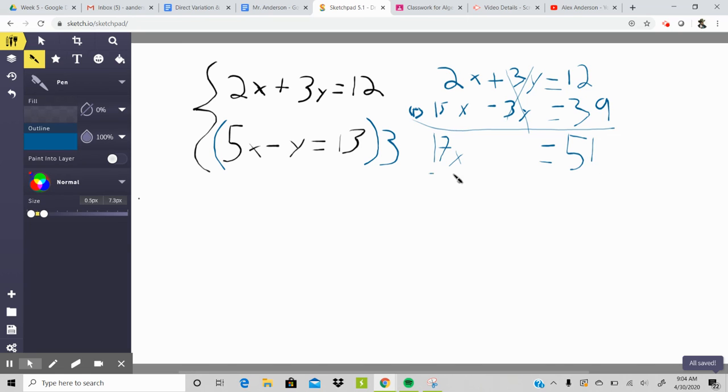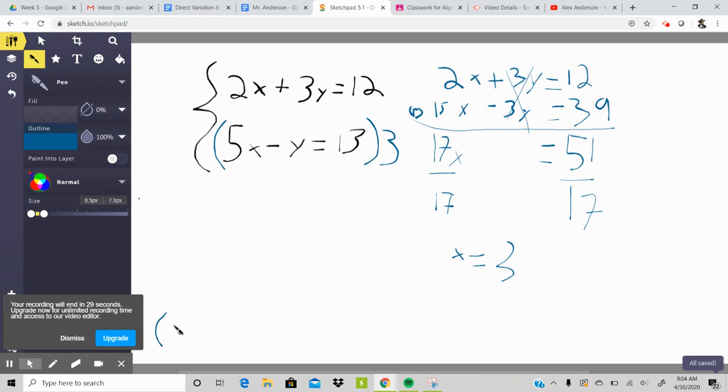And then if I'm solving this equation for x, I would just divide by 17. And x equals 51 divided by 17, which is 3. So my final answer, my x-coordinate, should be 3. Here, I'm going to stop the video now and then finish it in a second, running out of time.